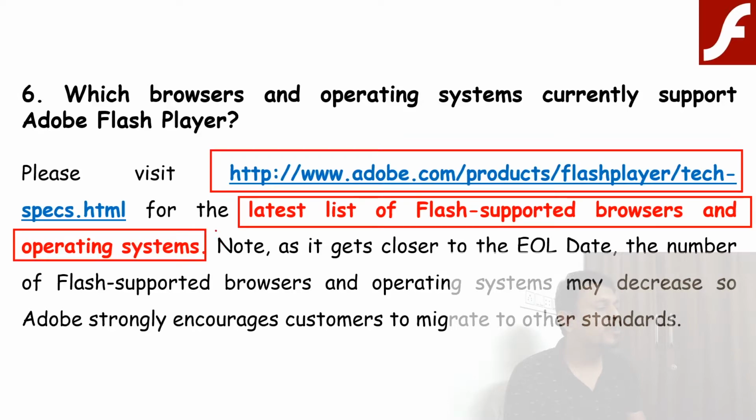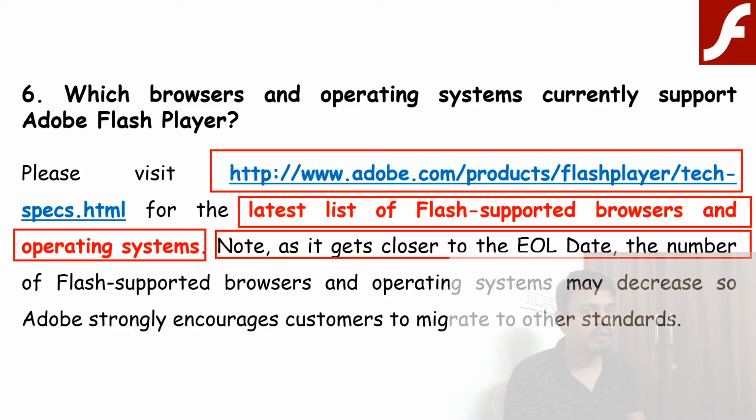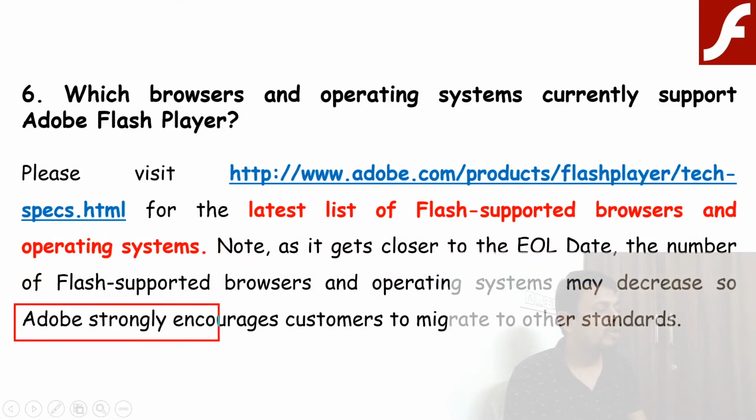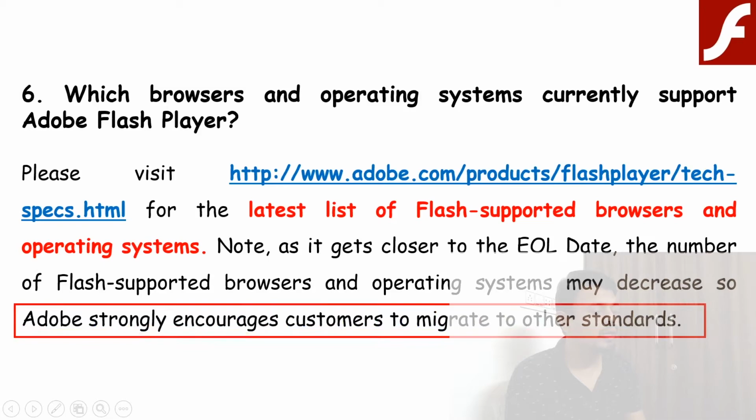The important note is, as the EOL date, the end of life date, is coming closer, that is 31st of December 2020, the number of Flash Player supported browsers and operating systems is getting lower, and they are going to decrease in the future. So Adobe is strongly encouraging their customers to migrate to other open standards in place of Adobe Flash Player. So don't use that Flash Player. That is the simplest and easiest thing they are trying to convey.